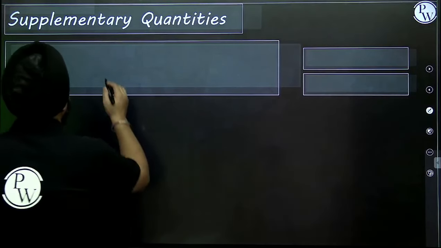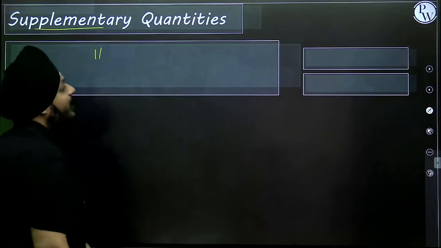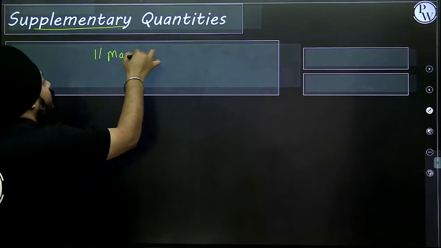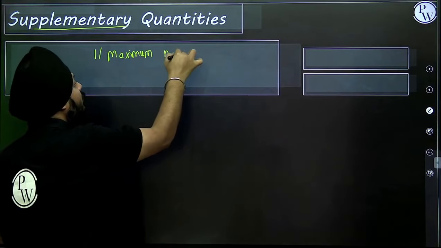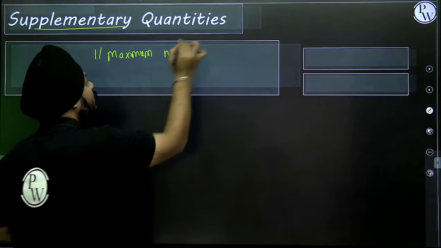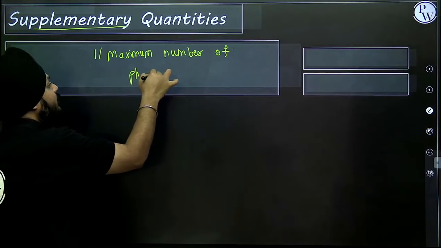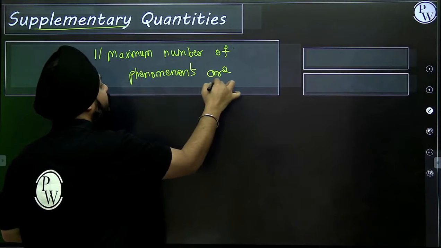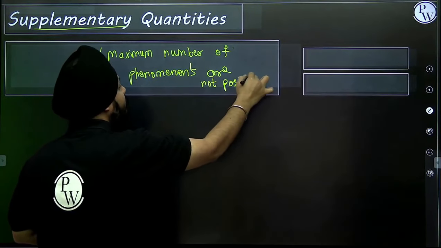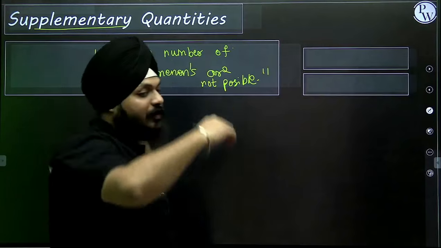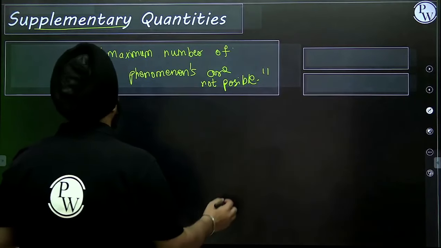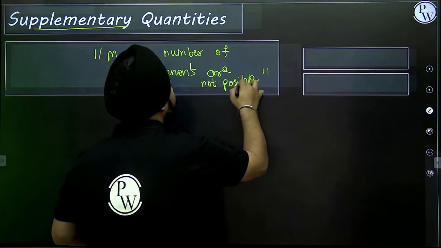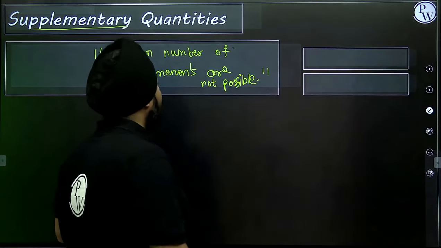That's why they are named supplementary. Maximum number of the phenomena are not possible without this, right? I think it's because of the high visualizations, right? Okay, this thing is going on.